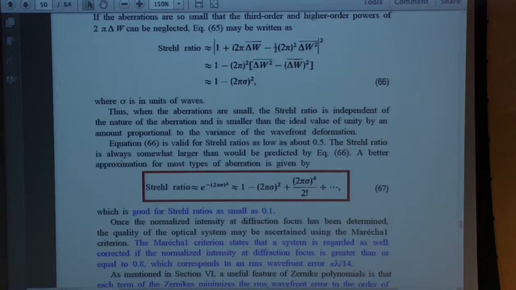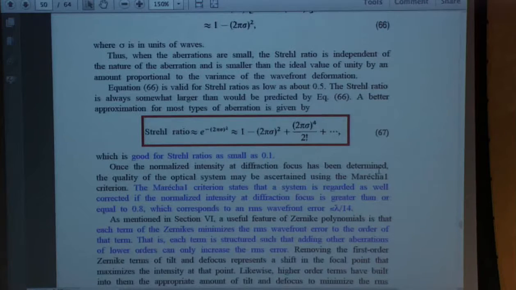Okay. Now, this calculation is valid for Strehl ratios as low as about 0.5. So it's good between 1 and 0.5. And it turns out, if you don't throw away all these terms, that the Strehl ratio is always just a little bit larger than what's predicted by this equation. A better approximation, for most types of aberrations anyway, is simply that the Strehl ratio goes to e to the minus 2 pi sigma squared, where sigma is in units of waves.